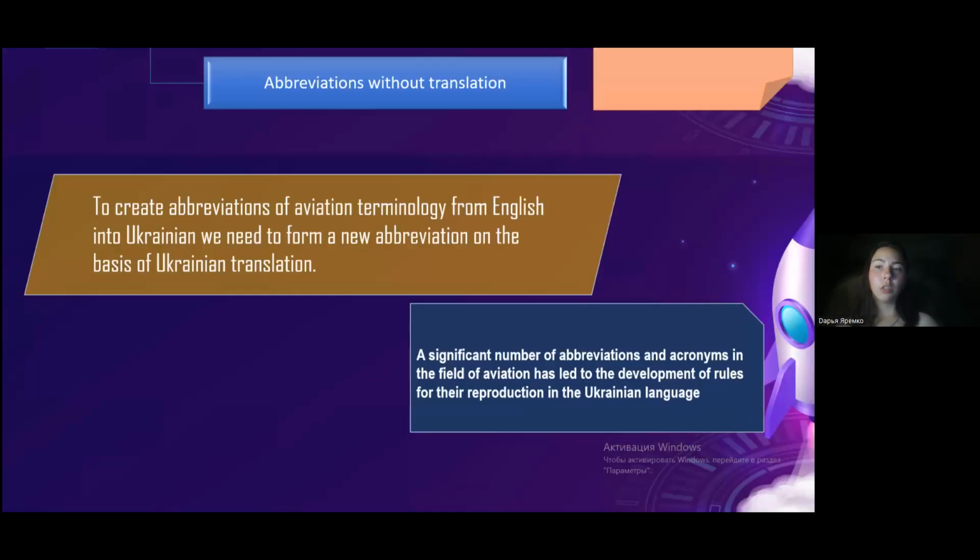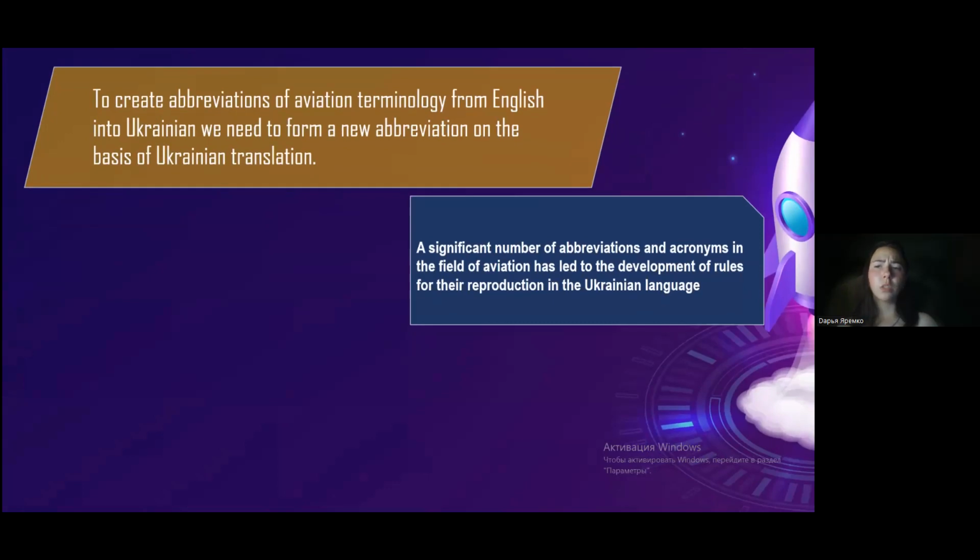The translator should pay special attention to the abbreviations in the text, and take into account the structure of abbreviations and context, because often, through the lack of a proper translation, the main content of the whole text can be lost. One of the ways to translate abbreviations of aviation terminology from English into Ukrainian is to create new abbreviations on the basis of the Ukrainian translation.